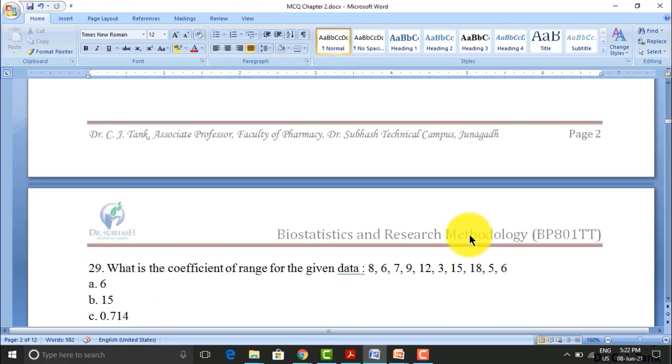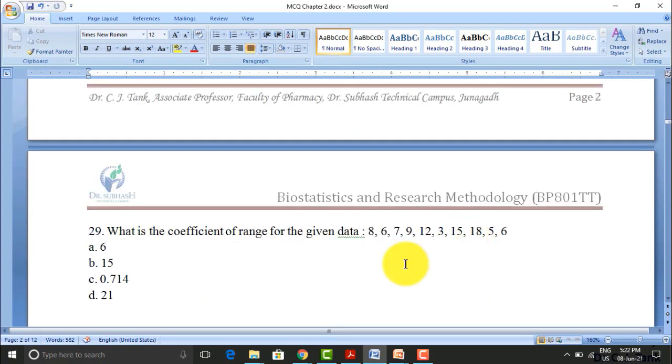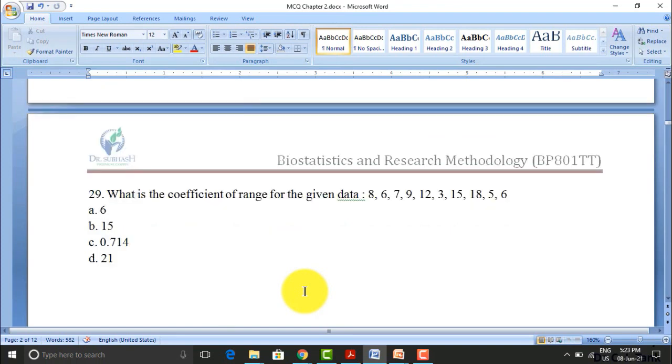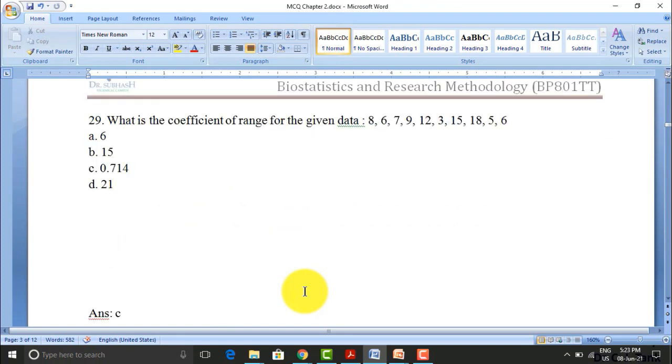Next question, what is the coefficient of range for the given data? Data is 8, 6, 7, 9, 12, 3, 15, 18, 5 and 6. Option A, 6. Option B, 15. Option C, that is 0.714. And option D, that is 21. You have to calculate it with the help of the calculator. Over here the correct answer is C, that is 0.714.